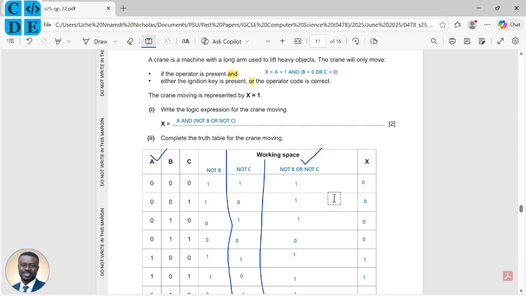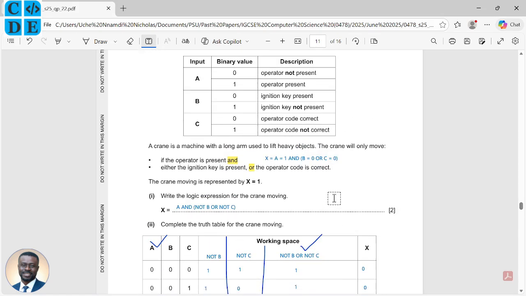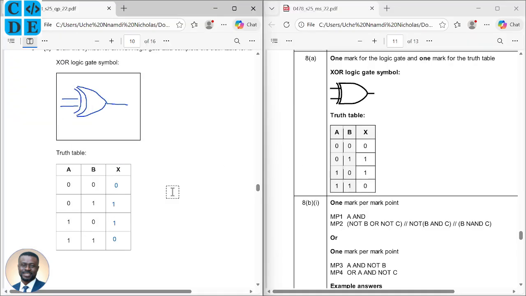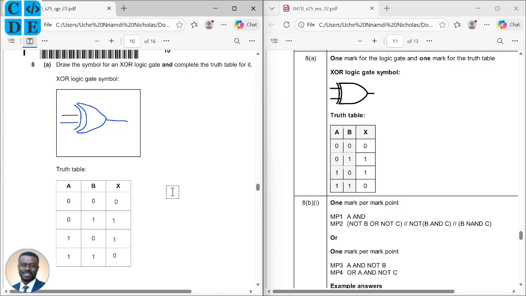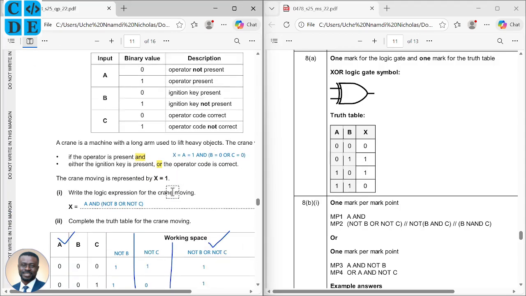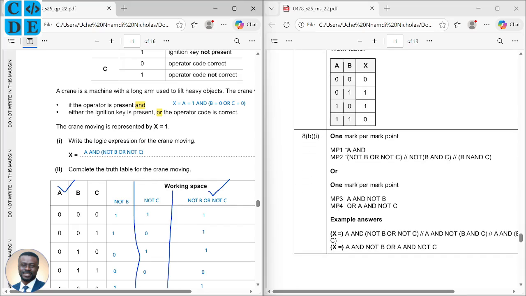So let's quickly check on the marking scheme so that I can explain a few things here. If you check the marking scheme, you will see that we're good to go. We're good at this point. So looking at question B. All right, so you see what we have here. You have 1 mark for this, that's the first part of the expression, and then 1 mark for this.